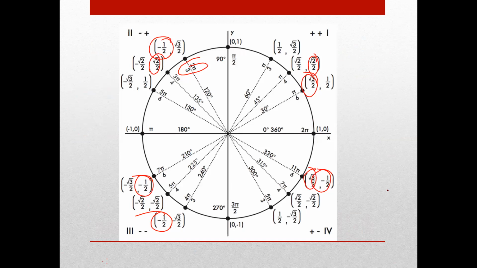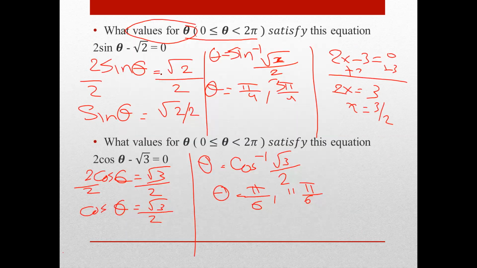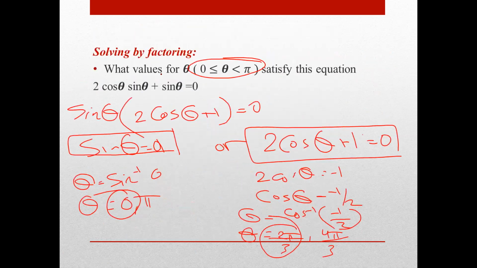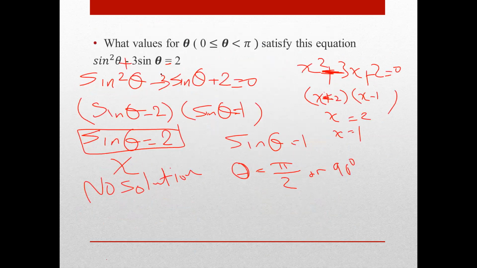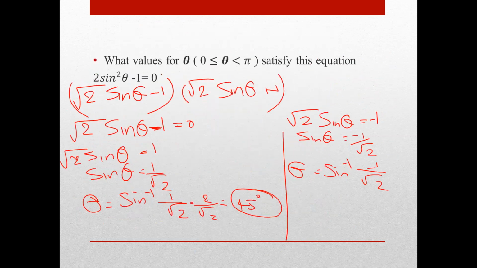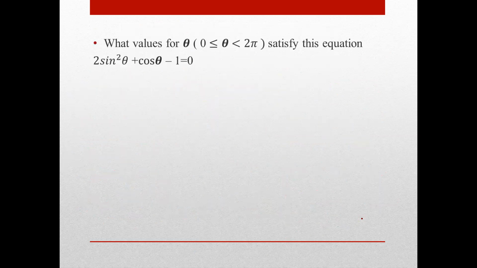Why is it? That's 3 pi over 4. So here I will repeat. It is negative 1 over square root of 2, it is like square root of 2 over 2. So theta here is 135 degrees.